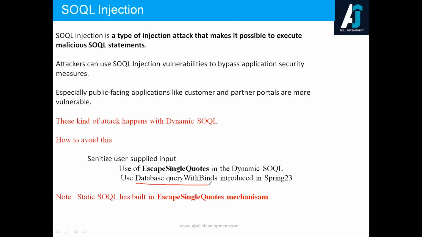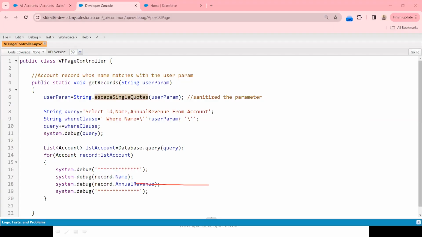So now we are going to try Database.queryWithBinds. Let me go to my Apex again and let me clear the annotation. And what I'm trying to do here is I'm going to comment out escapeSingleQuotes. I'm going to comment this method, this sanitization. Instead, this time I'm going to use the Database.queryWithBinds method. Instead of the Database.query method, I'm going to use Database.queryWithBinds.